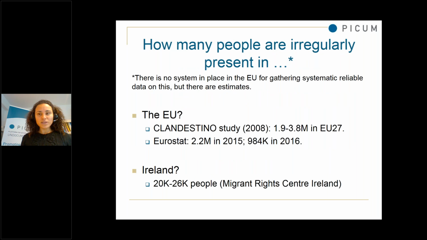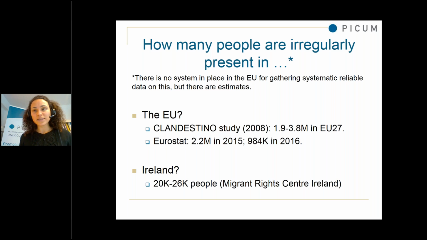And so let's then speak for a moment about the number of people we're talking about. So how many people are currently present with irregular status in the EU? Well, we don't actually know with precision. There's no system in place at the EU level for gathering systematic and reliable data on this. But Eurostat estimates, based on extrapolations from other data that it collects, that approximately 2.2 million people were irregularly present in the EU in 2015, and that number dropped by more than half in 2016.